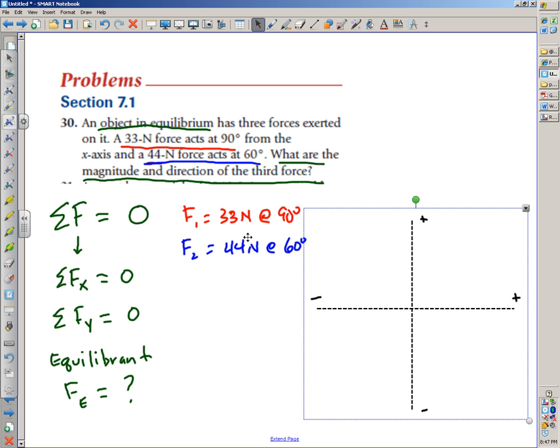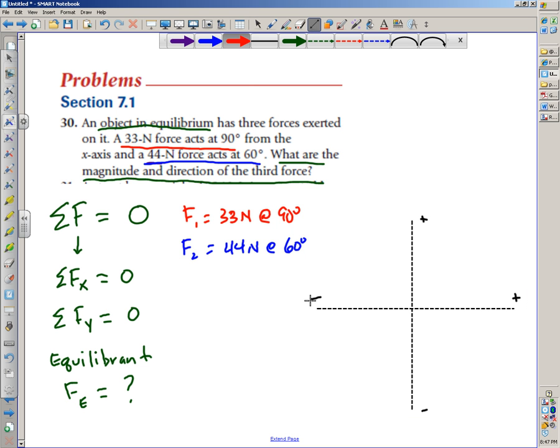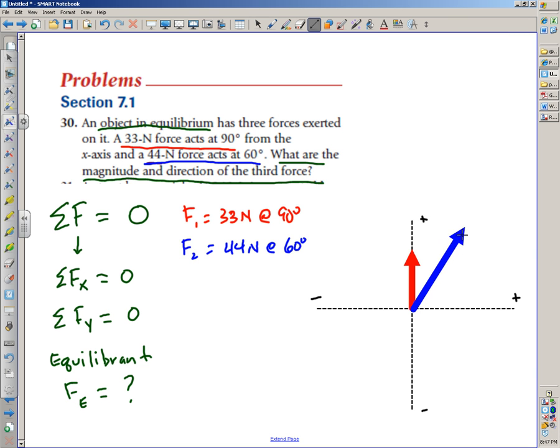So, we're going to put these forces on the coordinate system. First, 33 newtons at 90 degrees. Remember, we said the positive x-axis is generally 0. So right here, that's our 33 Newton force at 90 degrees. Then we have a 44 Newton force at 60 degrees. That's going to look something like this, longer than the red one because it's 44.